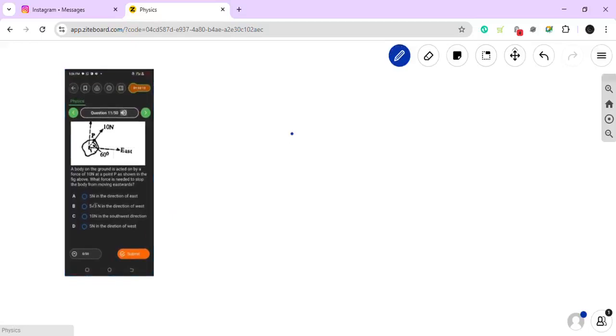Okay, so let's look at this question. They say a body on the ground is acted upon by a force of 10 Newton. You can see where that 10 Newton is. Then at a point P as shown in the figure above, what force is needed to stop the body from moving eastward? So what you need is to calculate the force towards the other point. This one is 60 degrees, right? That's 60 degrees, and this is point P.